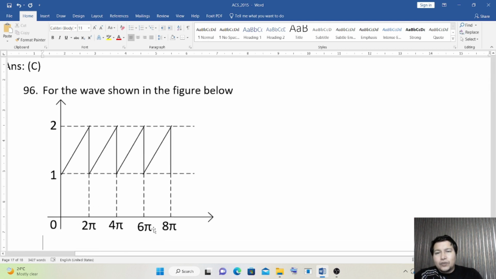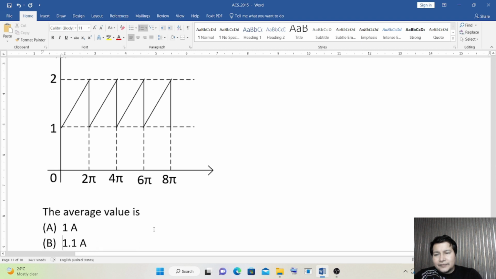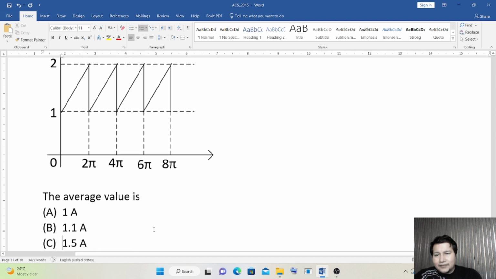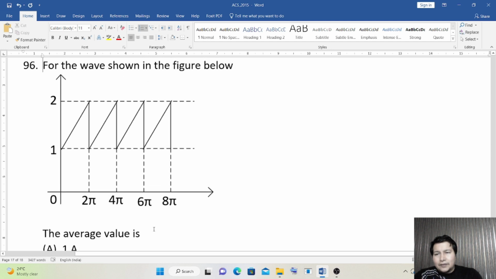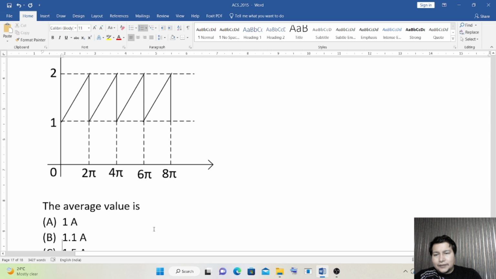For the wave shown in the figure below, the average value is C, 1.15, because looking at it we can understand that it goes from 1 to 2, so it comes to half directly.